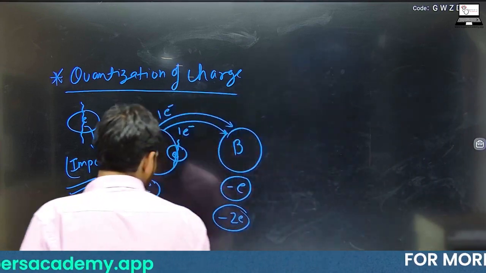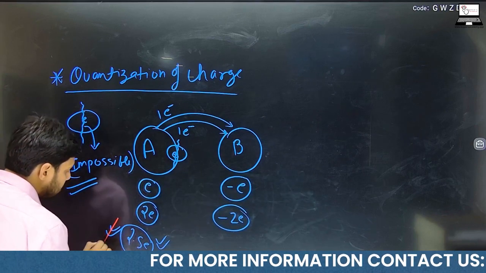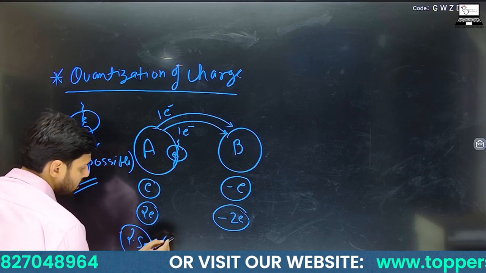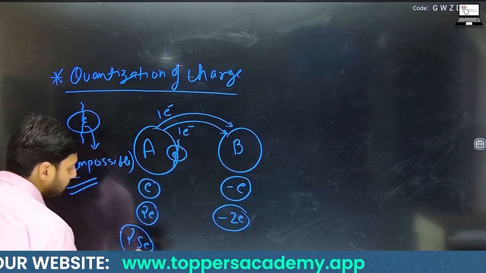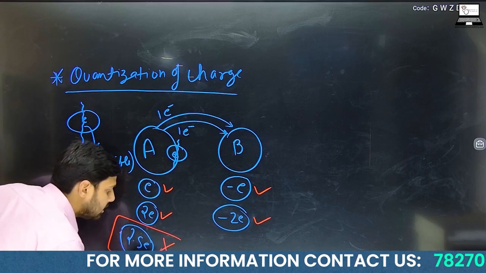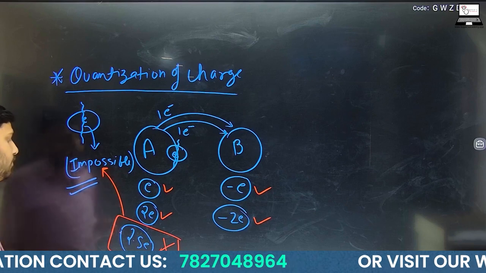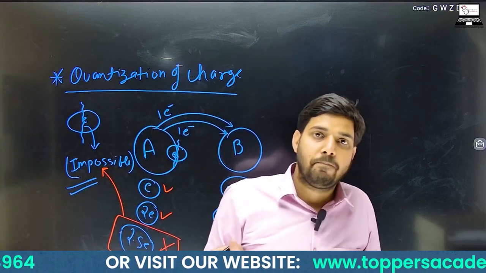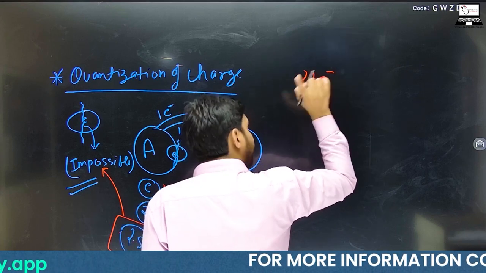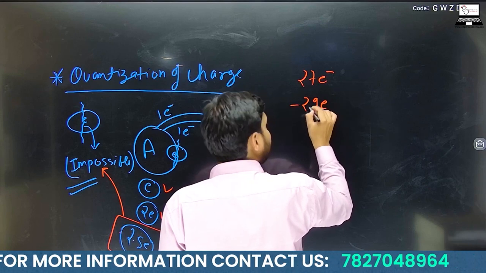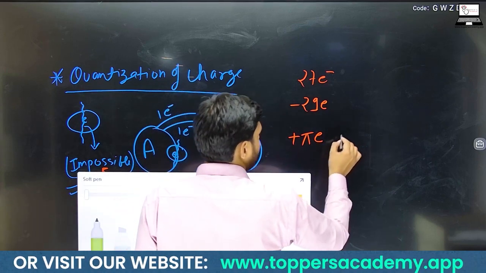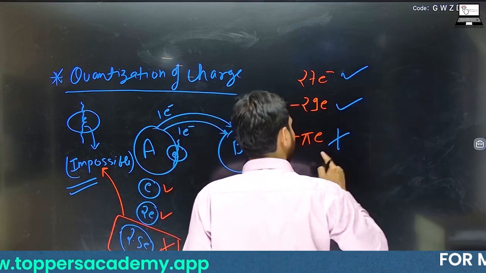That is why this process is not possible in any way. This process can never be possible. This is possible, this is possible, and this is also possible. But this condition is impossible. Why? Because we cannot cut an electron into fractions. So, can we have 27 electron charge? Yes. Can we have minus 29 electron charge? Yes. Can we have plus pi electron charge? Never. We can have this, but we cannot have this.